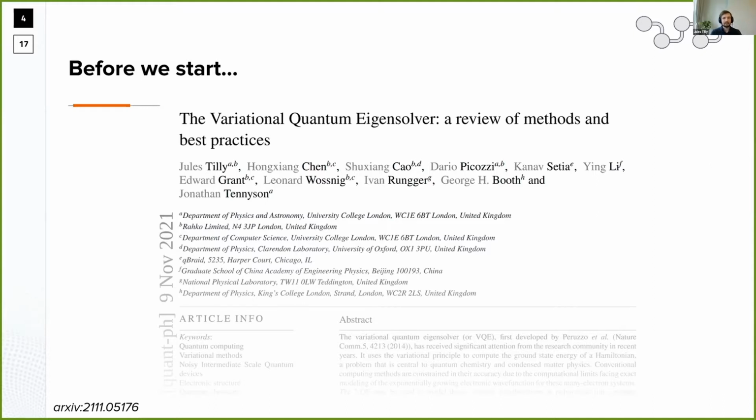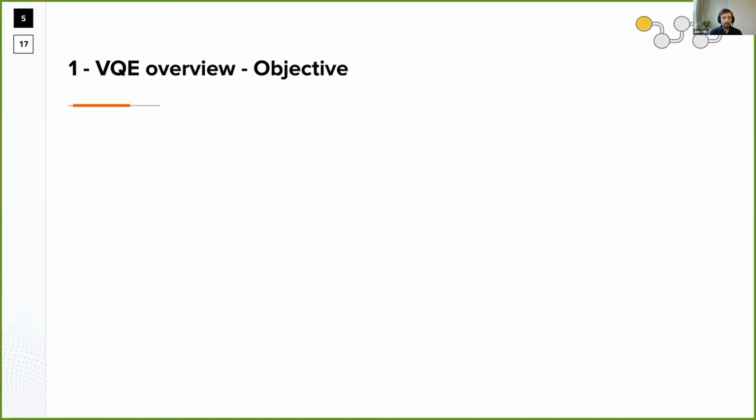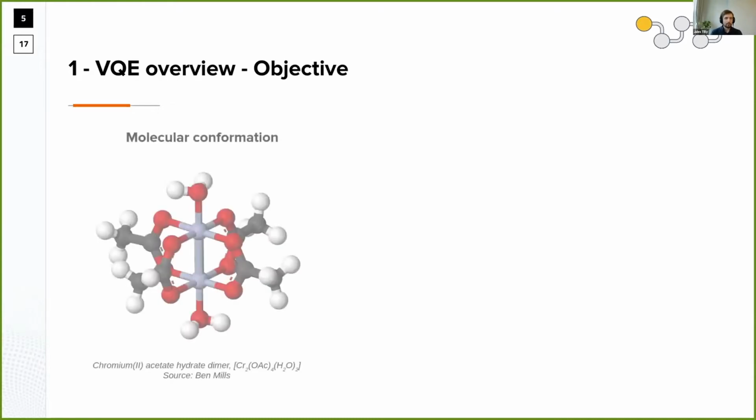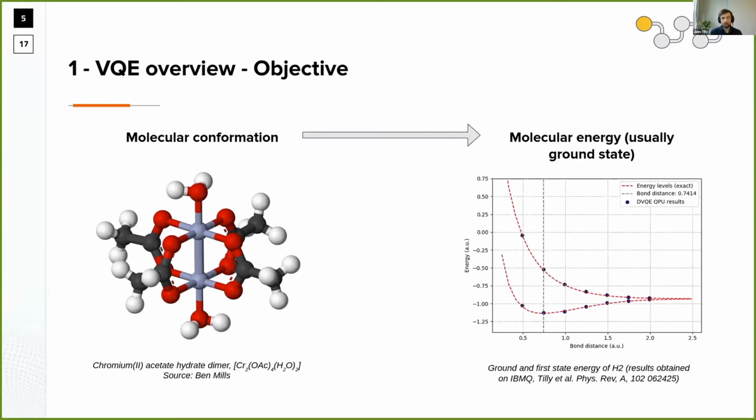All right, so let's get started with the VQE. The Variational Quantum Eigensolver is a method which aims to compute the ground state energy of molecules. So we'll start from a molecular conformation, and the objective is to learn the energy of that molecule, so the energy of that conformation. So you go from a specific system structure, and then you can compute energy. On the right-hand side, you see an example of a dissociation curve for H2, which has nothing to do with the molecule on the left, but it's just some pretty pictures. But basically, it gives you an idea of the objective of the method.